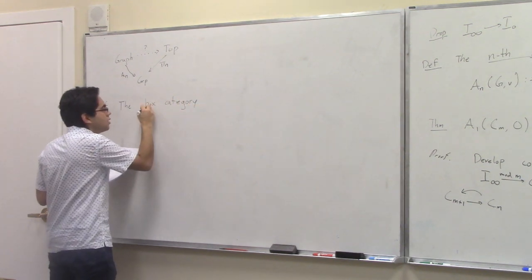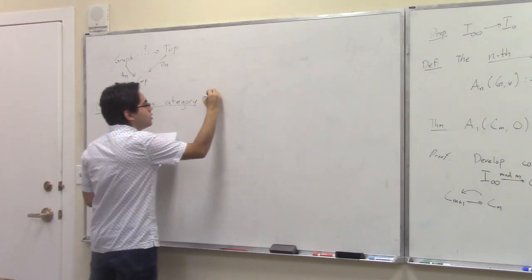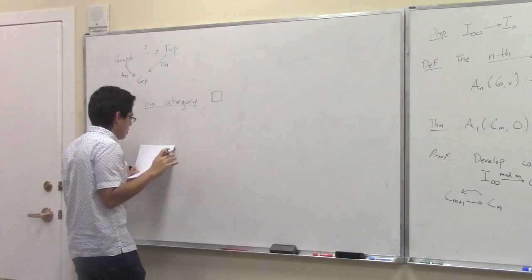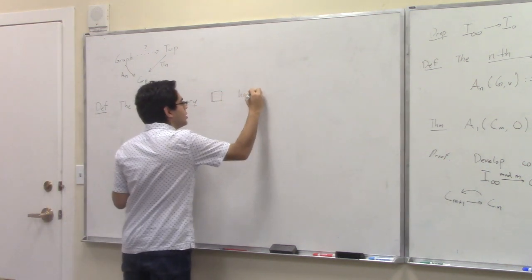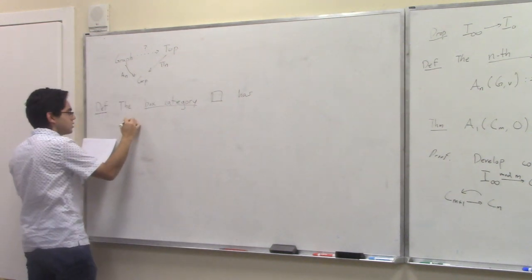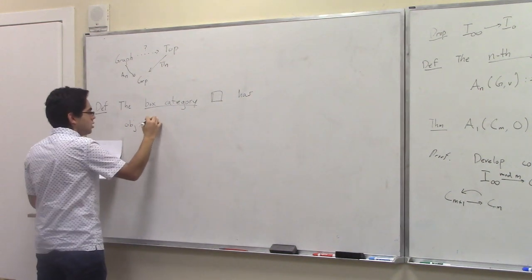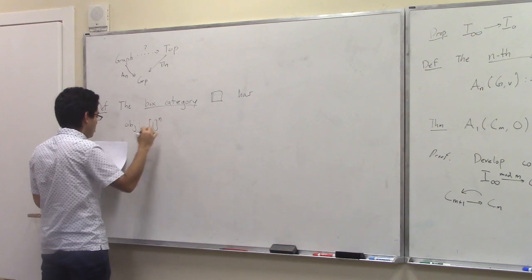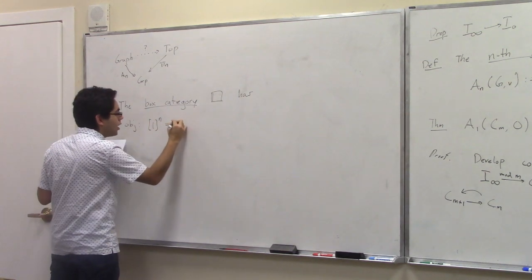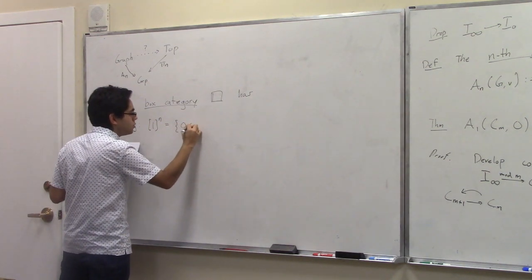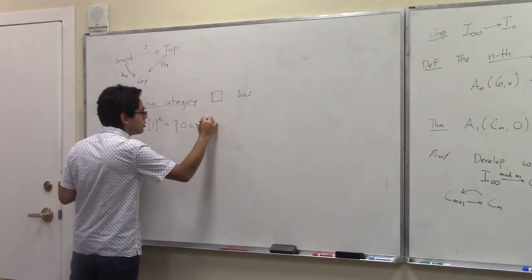So the box category is a category whose objects are posets of the form 1 to the n, where by 1 I mean the poset with 2 elements, 0 less than or equal to 1.